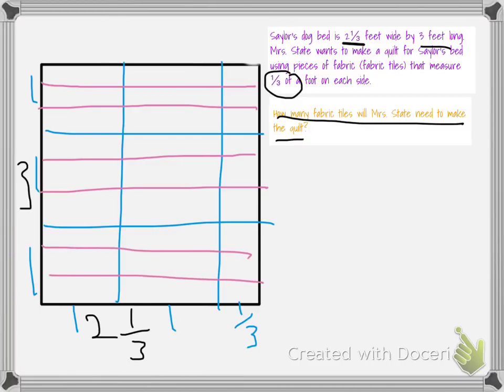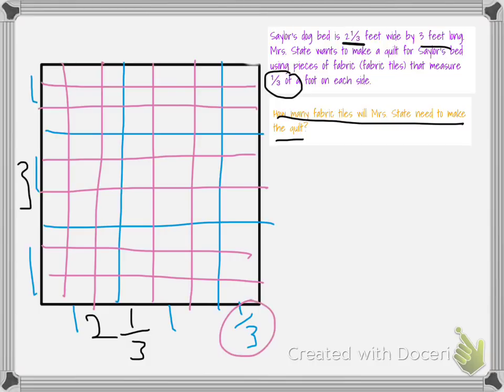Okay, now I have my 1/3 foot going the long way, and I need to make the width 1/3. Okay, so this is a 1 foot section, which means I'm going to break it into thirds. This is a 1 foot section, which means break it into thirds. And this one is already a 1/3, so I don't have to do anything to that piece.